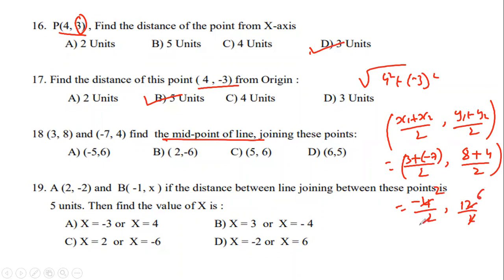Again, you are getting it wrong here. Yes, minus 2, comma 6. This one is minus, this one is plus. So option B. Just like this, okay? Next.